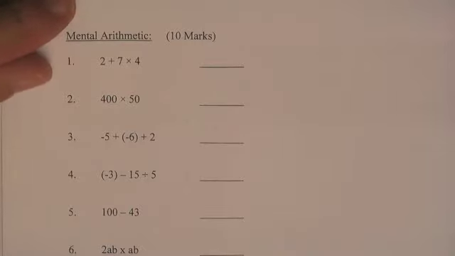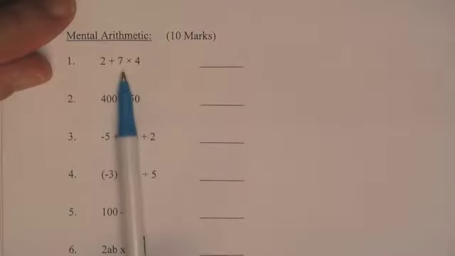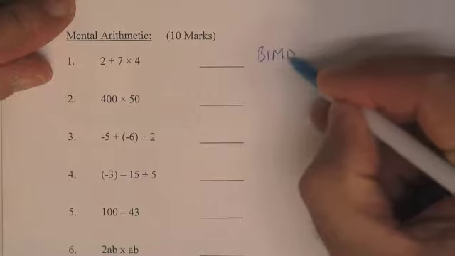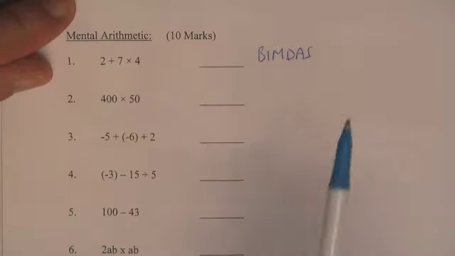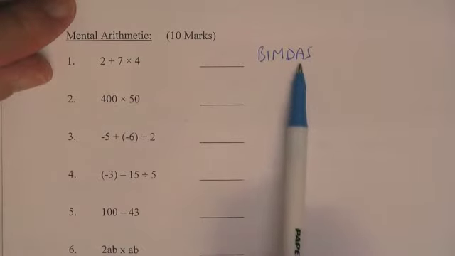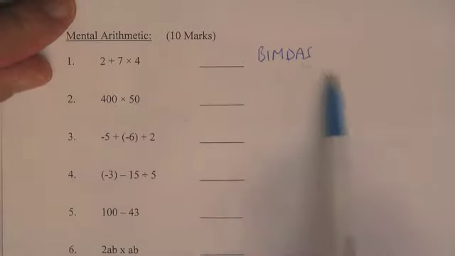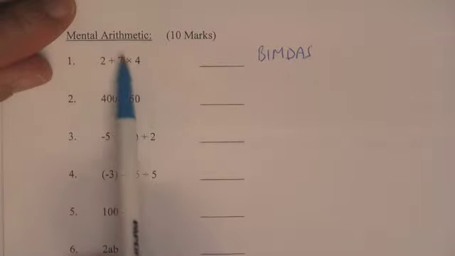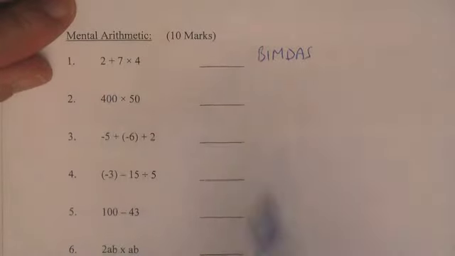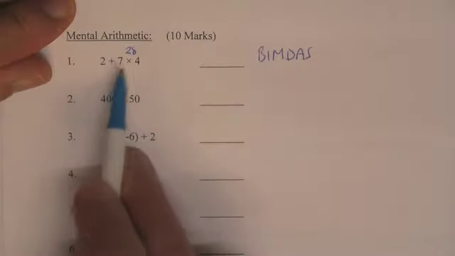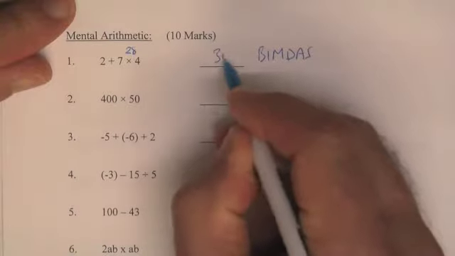So the first question. Well, according to the rule of BIMDAS, and you remember BIMDAS, rule of order: brackets, indices, multiplication, division, addition, subtraction. So we do the multiplication first. 7 times 4, 7 fours are 28, and then we go back to the beginning, 2 plus 28. So I put 28 at the top there. 2 plus 28 equals 30.